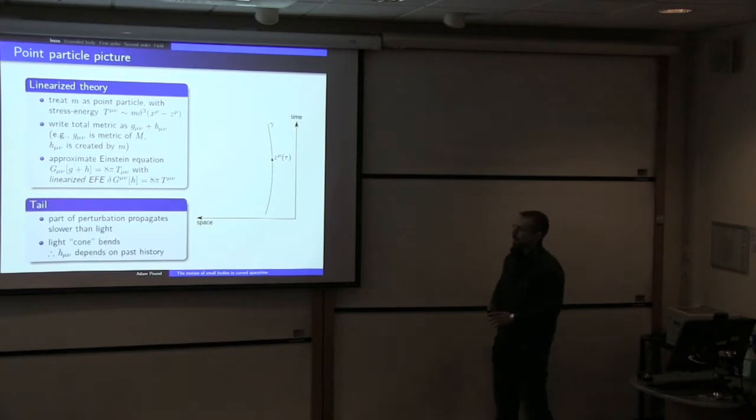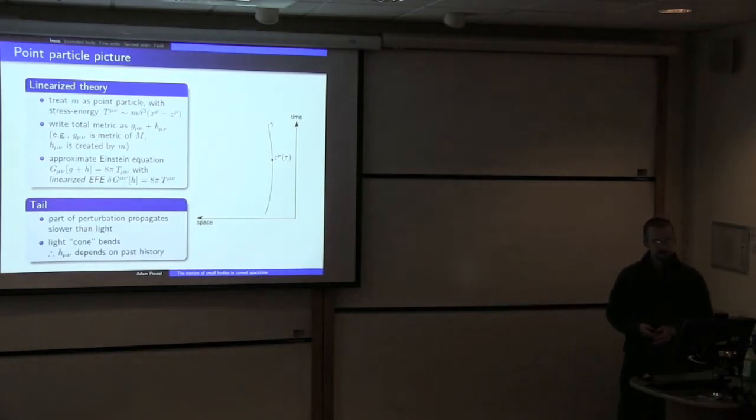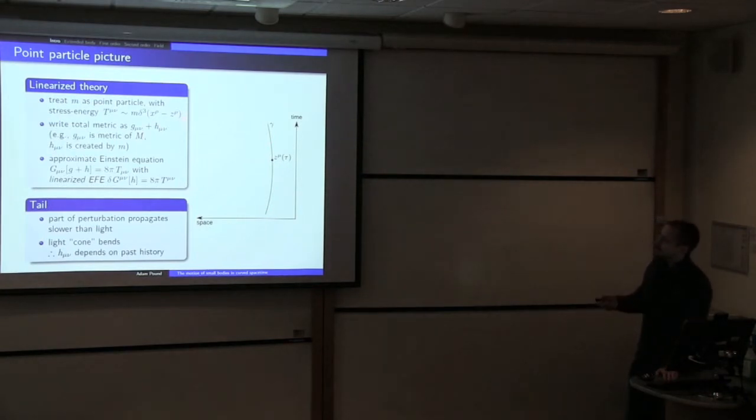Now, before I get into the more mathematical foundations of the theory, let me quickly run through the basic picture you would get with a point particle approximation. So let me assume that I can model the smaller object of mass little m as a point particle moving along some world line. And by that I mean it has a stress energy that's a delta function on the world line. Let me write the total metric of the system as a background plus perturbation.